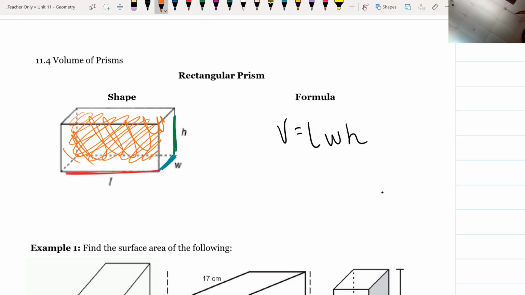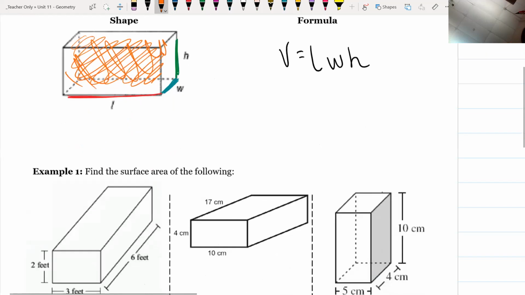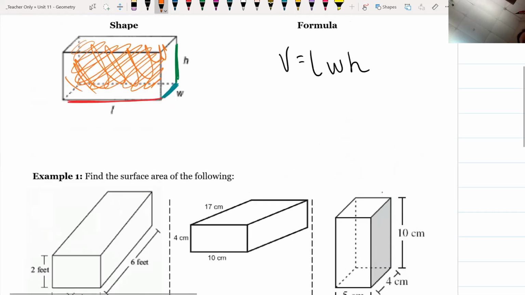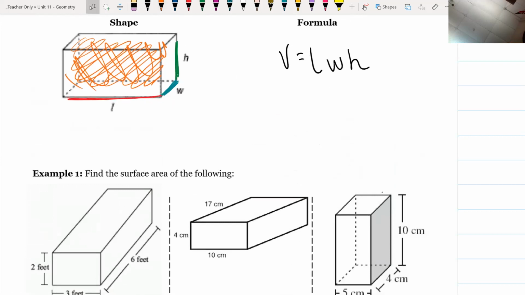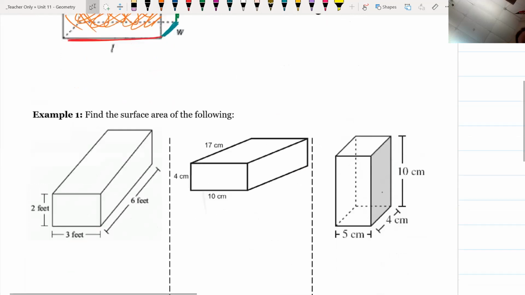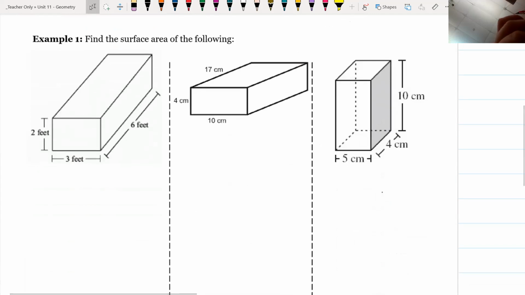All right, so let's look at the first couple examples. So really all we're doing is just taking the three numbers and just multiplying them together is the general gist of how to find the volume. So we always write our formula first. Volume equals length times width times height. Now we have to label what our length is and what our width is and our height.